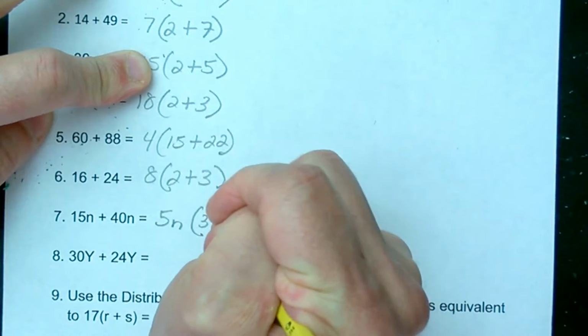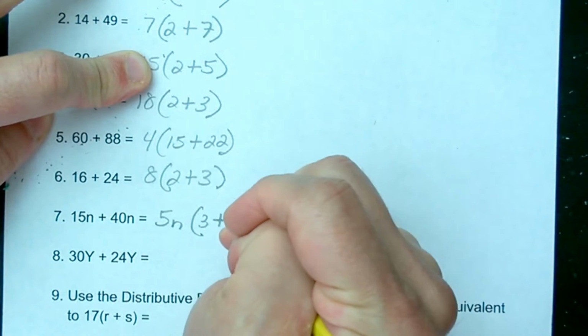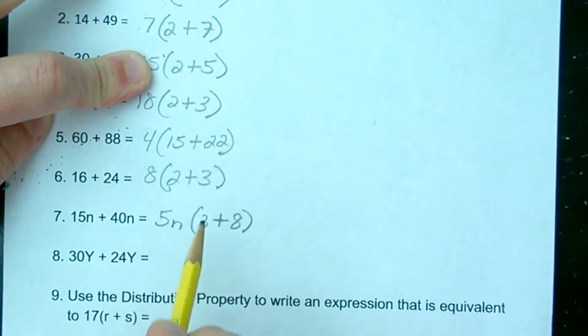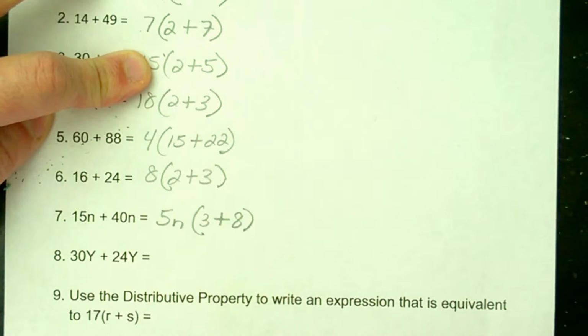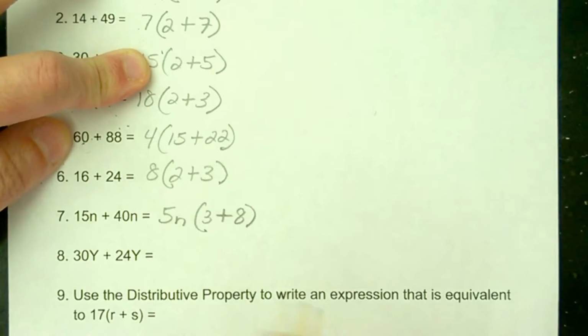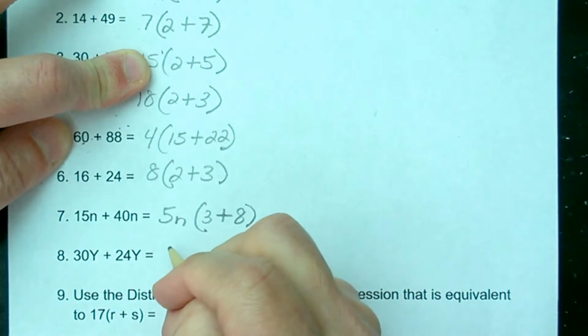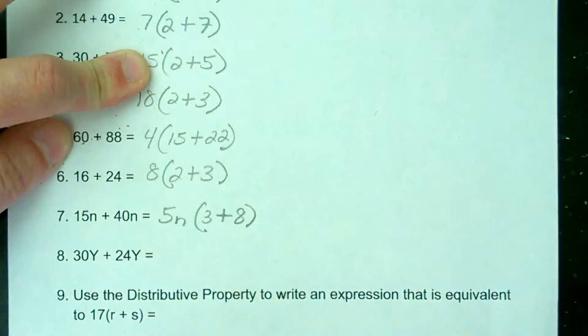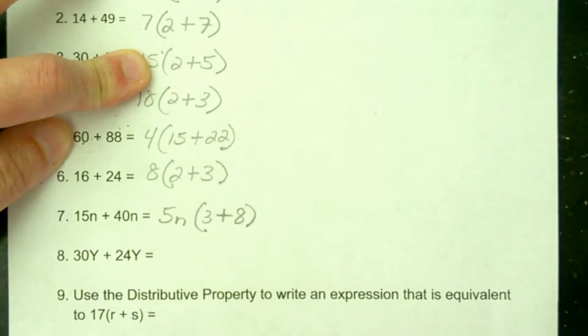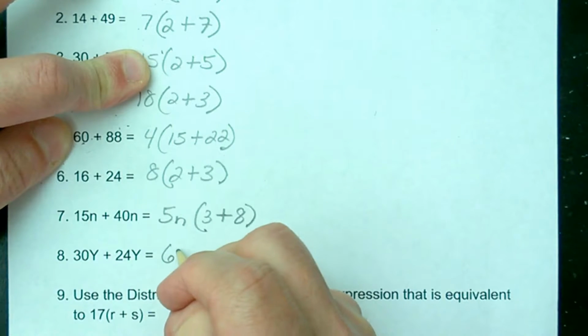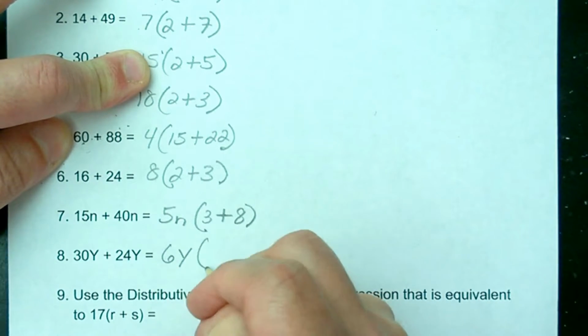So on the inside, we have 3 plus 8, because 3 times 5n would be 15n, and 8 times 5n would be 40n. The same with 30y plus 24y. The greatest common factor of 30 and 24 is 6. But we also have to put the y out there as well.